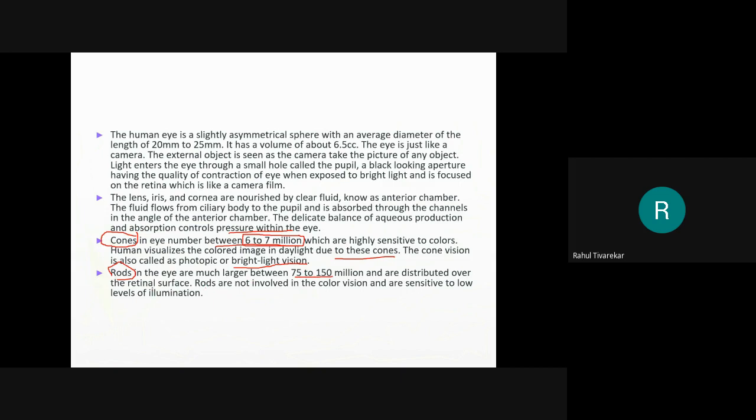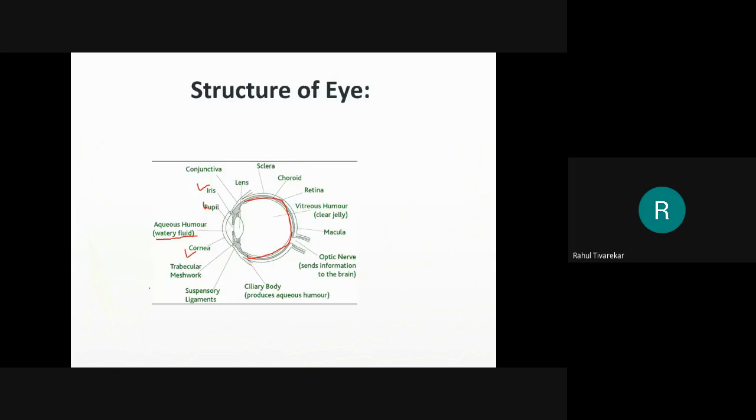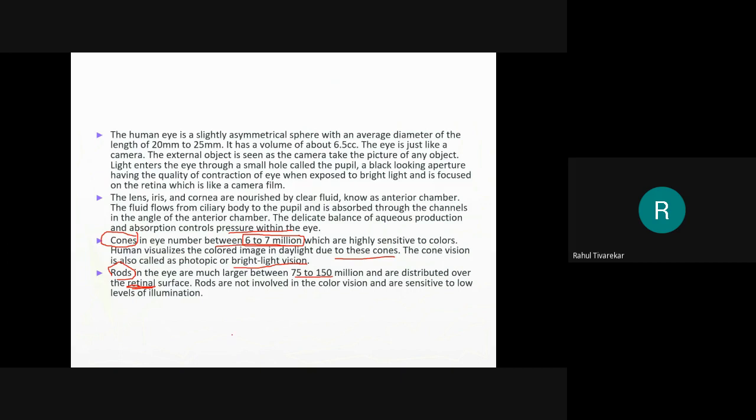The part on which the image is formed is called the retina, the internal part. As you can see here, you can imagine it as a screen on which the image is formed. It is called the retina. The rods are not involved in color vision, and they are sensitive only to low levels of illumination. So they are not involved in color image identification. They deal with brightness levels at the lower end. And for higher level brightness and color sensing, the cones are useful.